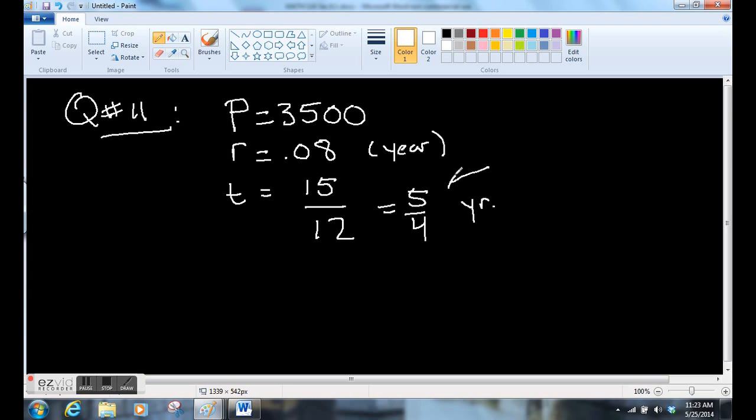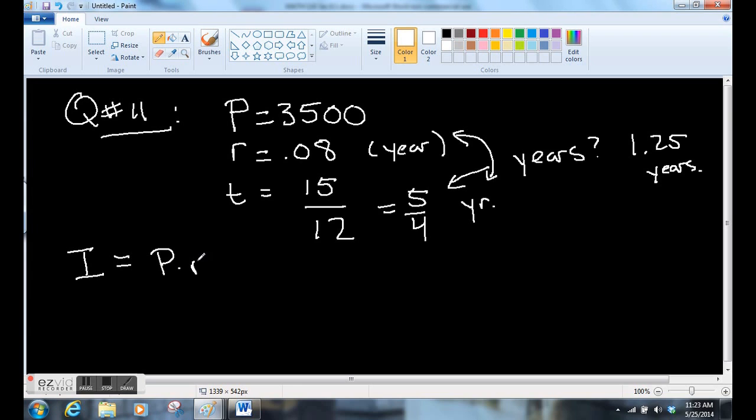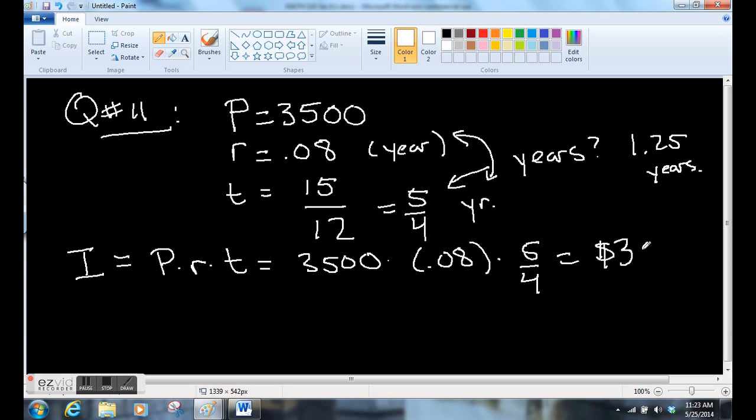So we want to make time into years. So how many years is it? Well, it's 1.25 years. So we said 15 months divided by 12 months per year makes 5/4 of a year. So again, this is what I mean when I say the rate and the time have to agree. Now they're both in terms of years. So interest is equal to principal times rate times time. So that's $3,500 times 0.08 times 5/4, which is equal to $350. So you are making $350 of interest on this loan.